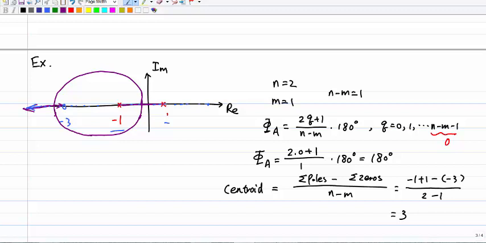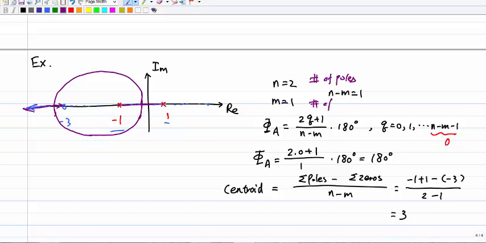Okay. So let's say I have 2 poles, given by 1 and negative 1, and a zero given by negative 3. For this case, n is, again, the number of poles, which is 2.